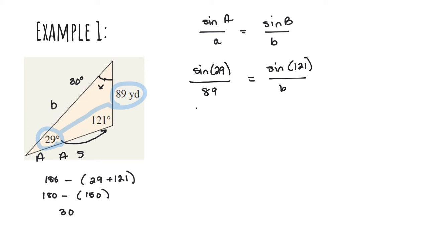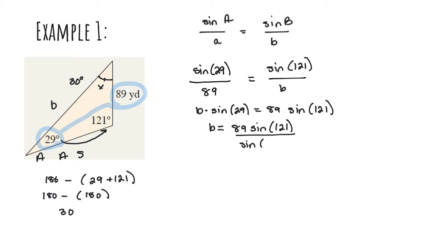From here, we're going to cross multiply to clear the fractions. We're going to isolate B by dividing both sides by sine of 29. So for the first time in a long time, we're using the calculator. Make sure the calculator is in degree mode, type that into the calculator, and you get an answer of 157.36.